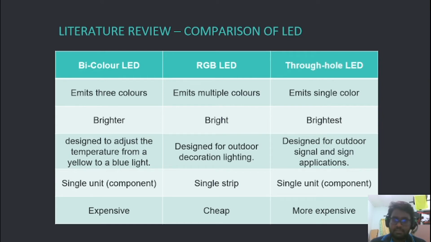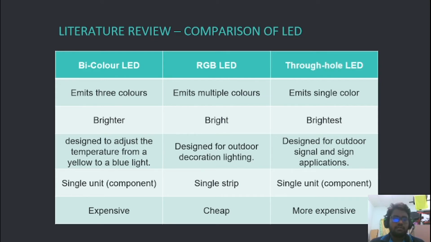First of all, the bicolor LED emits only 2 types of colors, whereas the RGB LED emits multiple colors, and the through hole LED emits only a single color. When we compare the brightness between these 3 types of LED, the brightest one is the through hole LED, the second one is bicolor, and the third one is the RGB LED.